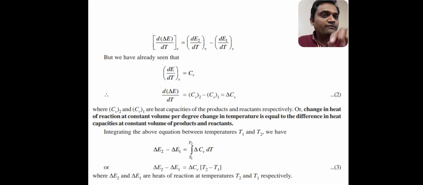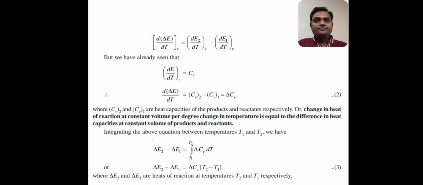So from this equation 2 we can say that change in heat of reaction at constant volume per degree change in temperature, that is this dT, is equal to the difference in heat capacities at constant volume of products and reactants, delta Cv. So this is equation 2.